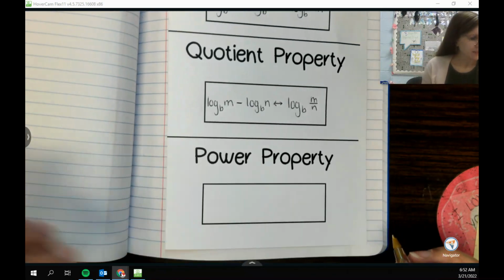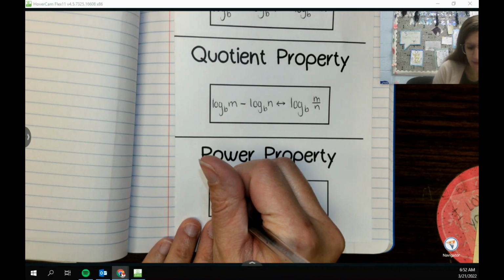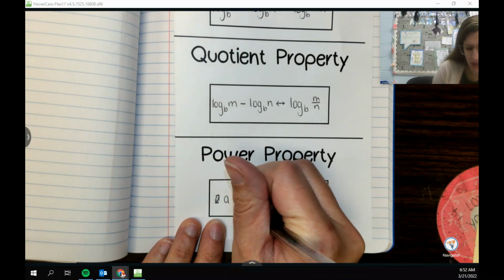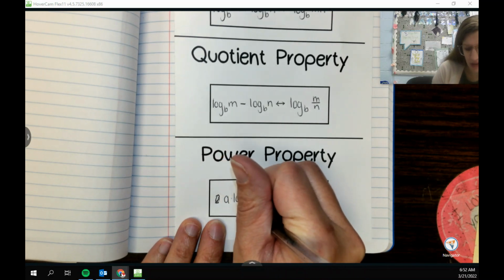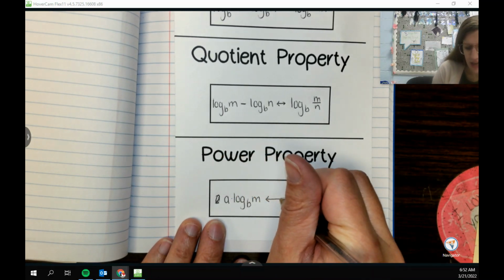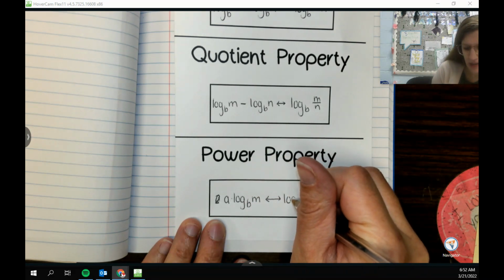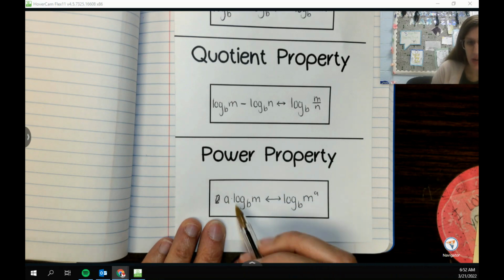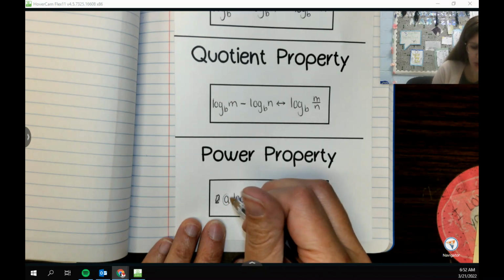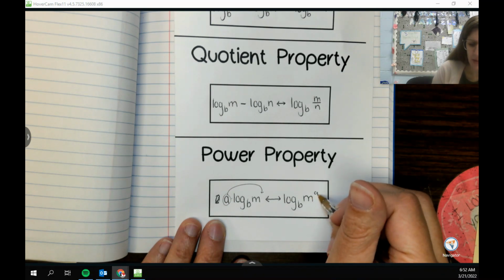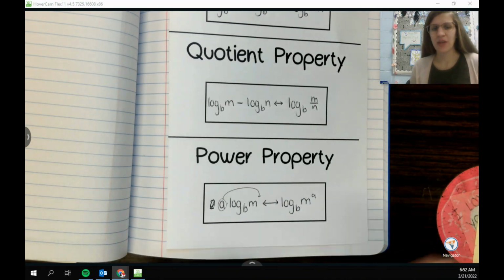The power property basically says if I have, let's just make it a letter, a number in front of a logarithm, then I can rewrite that in the power. So it's kind of like this front number here gets booped back, or you can think about the back number getting booped forward, either way.